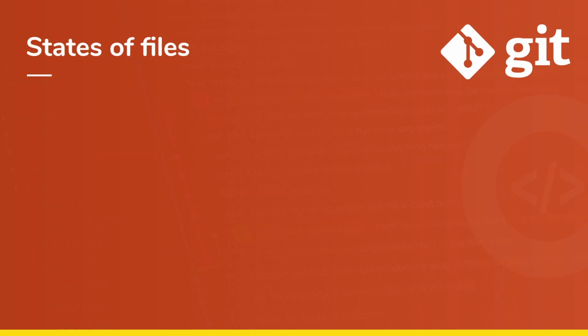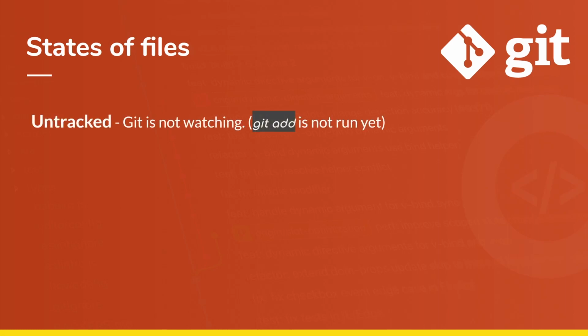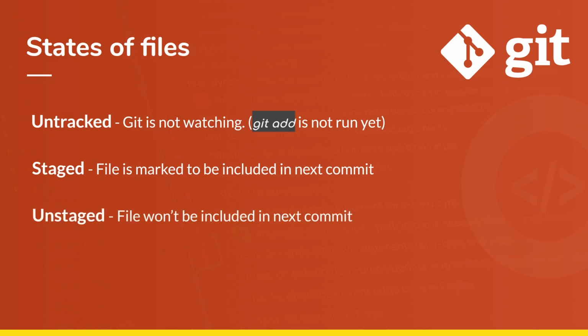Every file which is in the folder of a Git project has 4 states. Untracked means that Git is not watching those files yet and doesn't care what is changed there. Staged means that the file is marked to be included in the next commit. Unstaged means that the file won't be included in the next commit, but Git is watching changes for that file. And the last one is committed. The snapshot of the file was made. And as I said, when the snapshot is made, it's almost impossible to lose the data of the file.